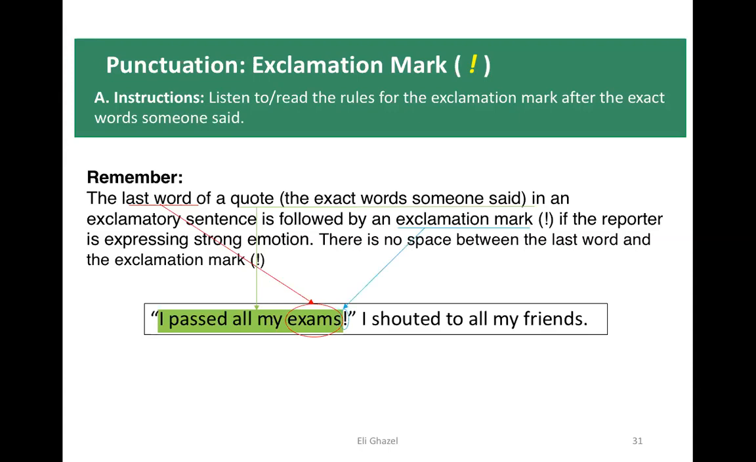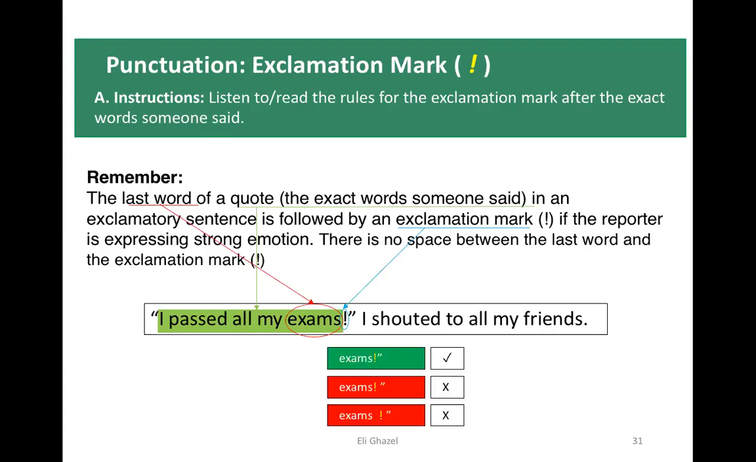And notice, "I said to my friends" is not as emotionally strong as "I shouted to my friends." I yelled to my friends, okay? I shouted, using the top of my voice. So remember, exams, exclamation mark, quotation mark. Not exams, exclamation mark, space, quotation mark, or exams, space, exclamation mark, space, quotation mark. Only the first one is correct.